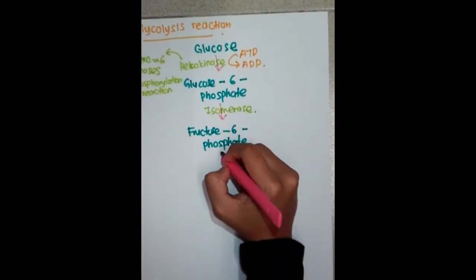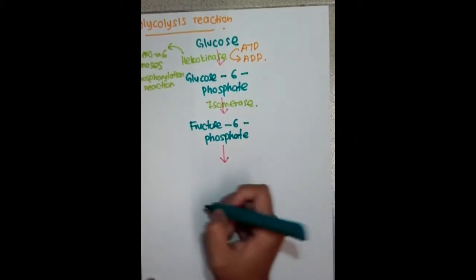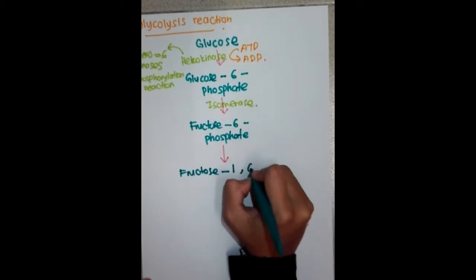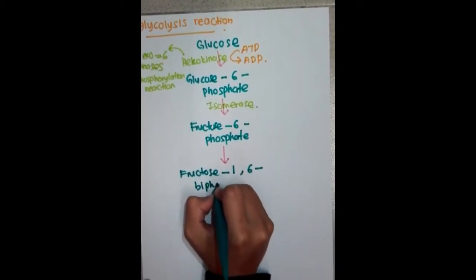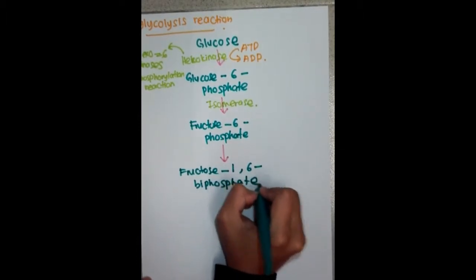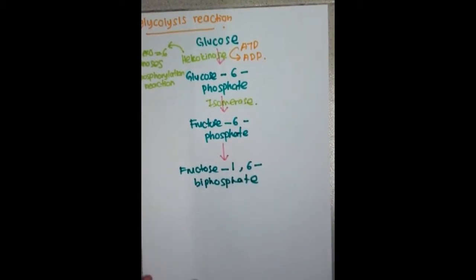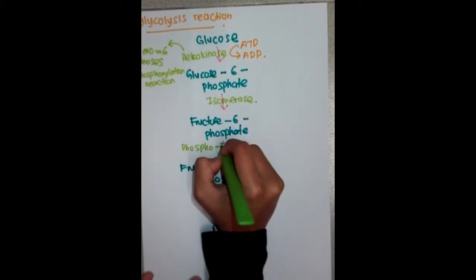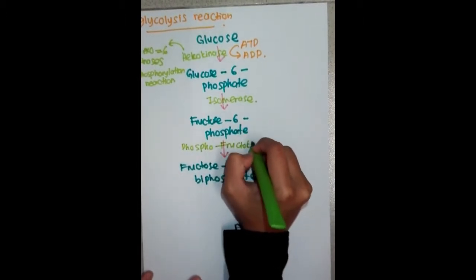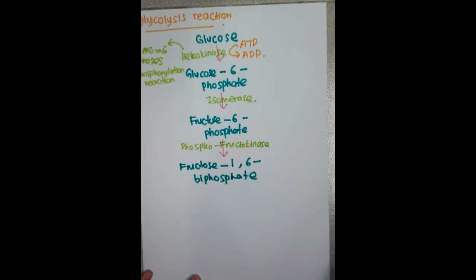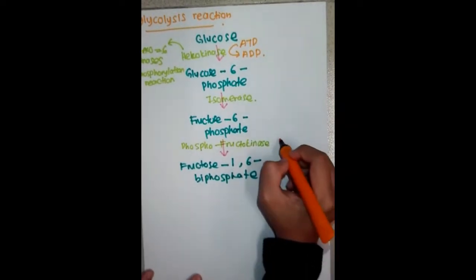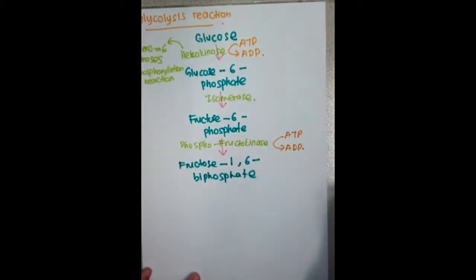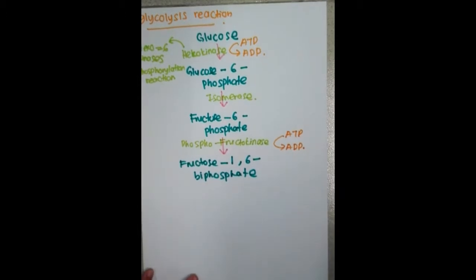Fructose 6-phosphate will be converted into fructose 1,6-biphosphate by the addition of a phosphate group to the first carbon of the fructose ring. This reaction is catalyzed by the enzyme phosphofructokinase. In this step, another molecule of ATP is used.